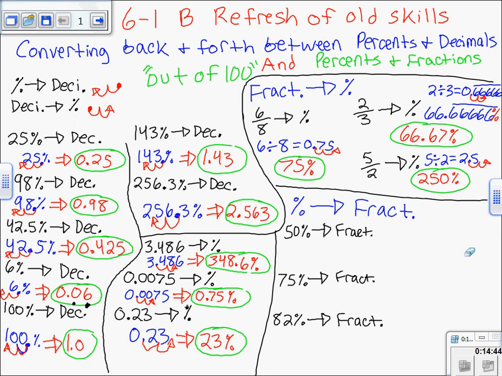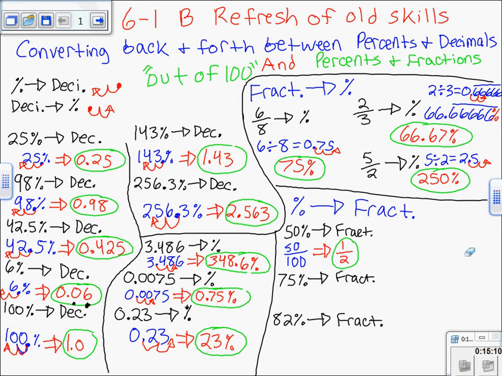Now, because each of them are out of 100, that's going to make this first one, the 50%, that's going to make that 50 out of 100. So we put it over 100, out of 100. And then your job is just to simplify that fraction and you're done. So that fraction, if you simplify top and bottom, 50 goes into top and bottom. So that fraction becomes 1 over 2. 50% is equivalent to half.